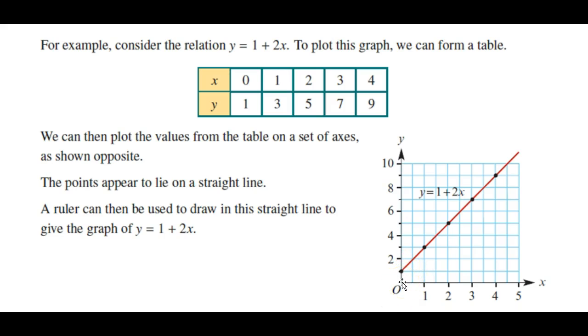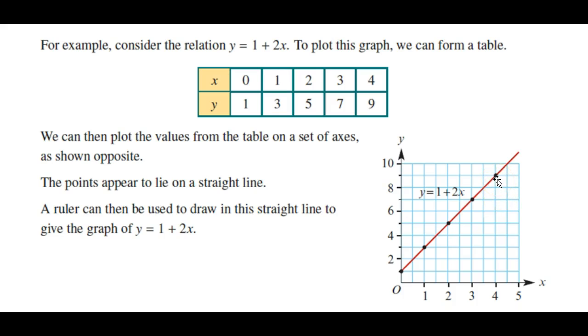So here the first point is 0, 1. The second point is across to x at 1 and up to y at 3. Notice the 3 isn't labelled, but it's in between. Go across to x equals 2, y equals 5. Across to x equals 3, y equals 7. Across to x equals 4, y equals 9.